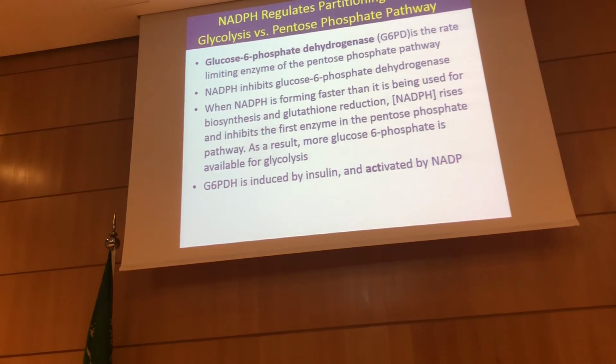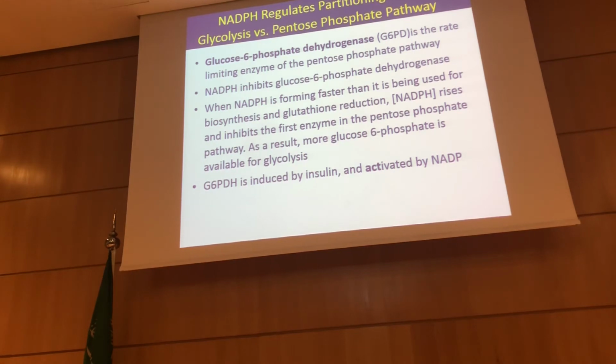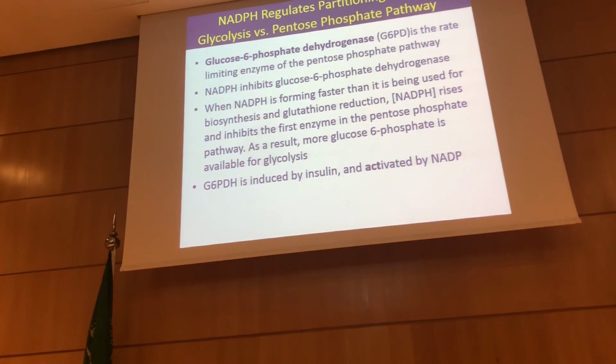The glucose 6-phosphate dehydrogenase is the first enzyme of the pentose phosphate pathway, and it is the rate limiting step enzyme. What do you mean by rate limiting step enzyme? You have a question here, for sure I will ask about this in the exam. It means that it can regulate the pathway through the regulation of this enzyme. But how is this enzyme regulated? It is inhibited by NADPH.